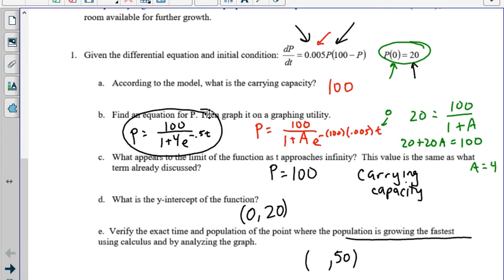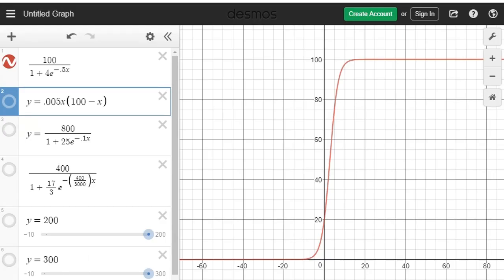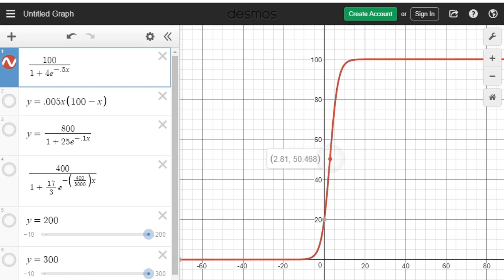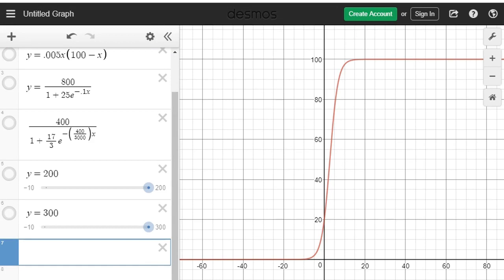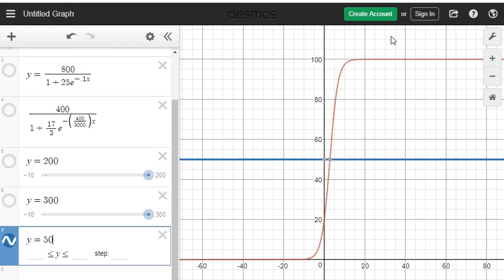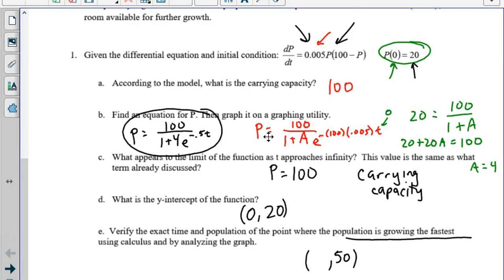And when we look at the function, we should probably set y equal to 50 and then figure out what that is. So if we set y equal to 50, we find the intersection at 2.773. So the time is 2.773, and there's no context for this problem, so we don't know if it's years or whatever, but that's the exact time and population where the population is growing the fastest.